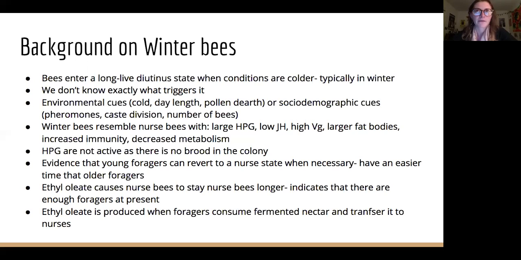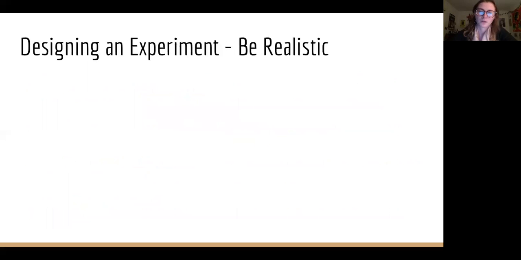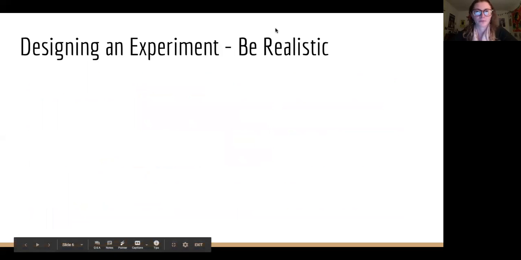And the question that I have about ethyl oleate specifically is if the bees are staying in their colony longer because of poor weather conditions and things like that, the ethyl oleate concentrations may be higher, causing them to sort of revert to a nurse-like state. And so I'm wondering if ethyl oleate could influence a transition from a summer bee to a winter bee. And so that's like the basis of my project.